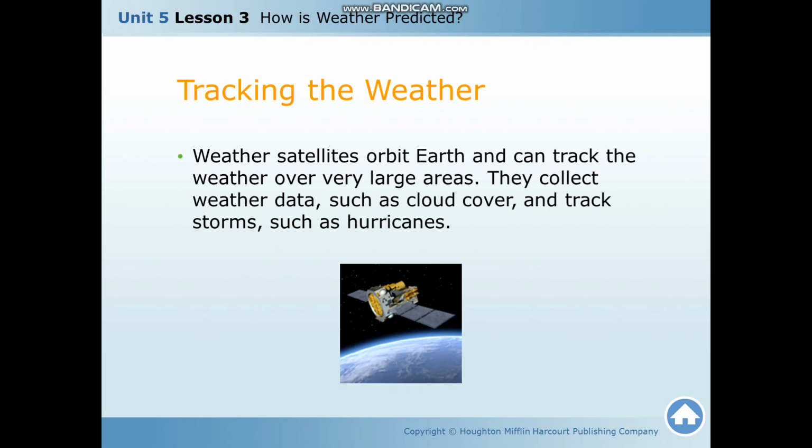However, this weather satellite is an artificial or man-made satellite which is orbiting around the Earth. That's why it's called a satellite. And this one specifically is a weather satellite. There are other types of satellite like the ones used in GPS. Those are also satellites, but this one is a satellite specifically for gathering and collecting information about the weather, such as cloud cover, and tracking storms such as hurricanes.